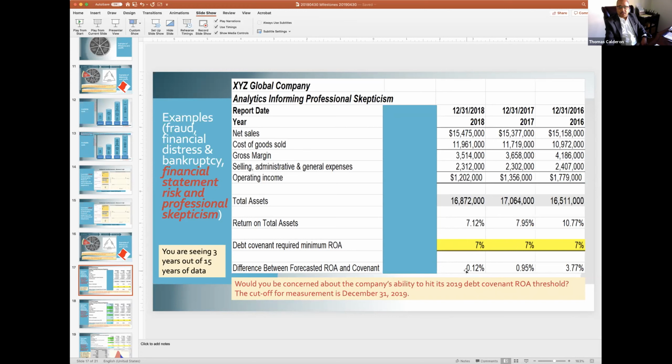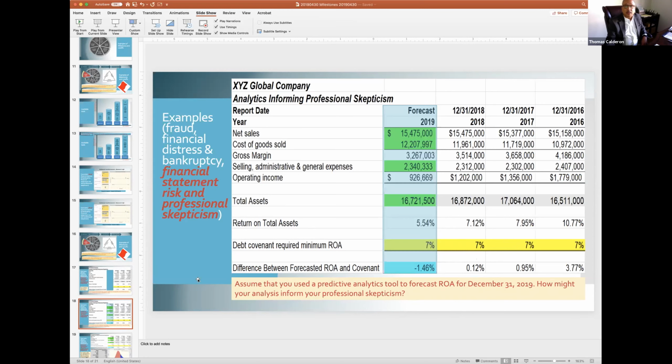What might the company do? Well, let's see what's happening here. In terms of analytics, I used the data to speak for itself. The question that I asked the data is, what are sales likely to be next year, which was 2019? What are cost of goods sold likely to be next year, 2019, etc.? And what was operating income likely to be in 2019?